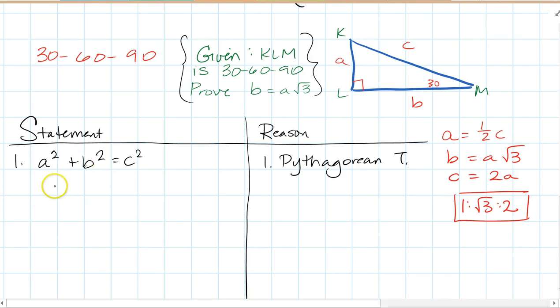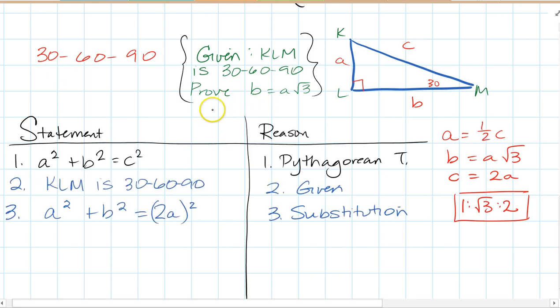I'm going to take A squared plus B squared is C squared, and that is the Pythagorean theorem. I should have probably said in my given that C is equal to 2 times A. I wish I had. So let's just suppose I had, and so I substitute (2A) squared for that C with the substitution property. So now I'm going to expand that, simplify that, equals 4A squared, and I'll call that simplify.